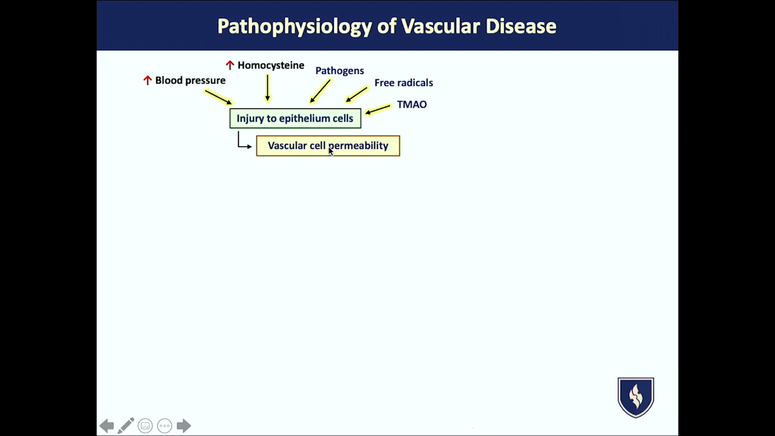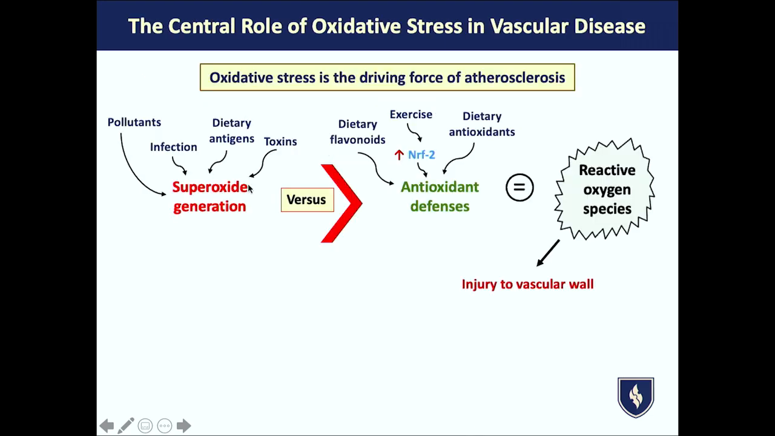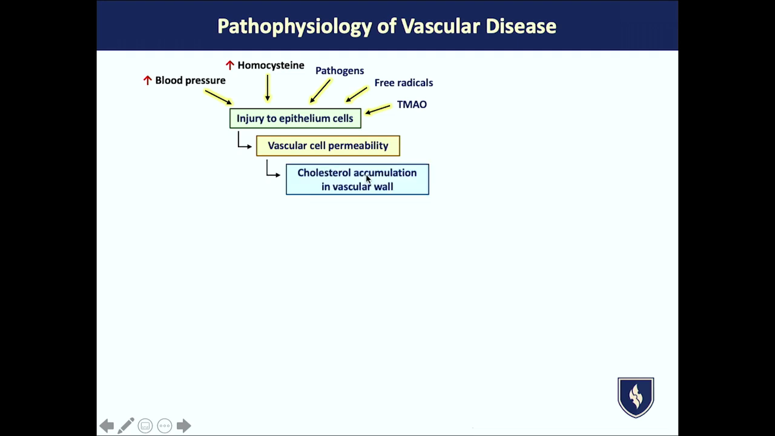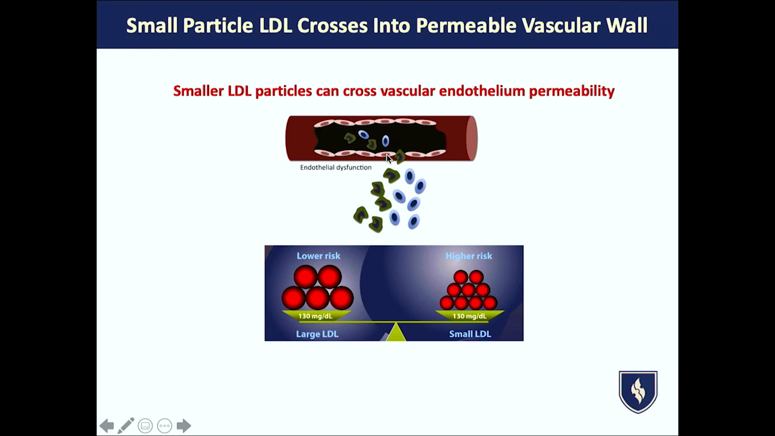Then you get vascular permeability. And if you have more pollutants, infections, dietary antigen toxins that increase free radicals, and you have depleted antioxidant reserves in nitric oxide and flavonoids and dietary antioxidants and things that increase NRF2 or nitric oxide, you get injury to the vascular wall. So injury to the vascular wall then causes permeability, right? So now you have this vascular permeability, and then cholesterol, especially smaller size cholesterol, gets through these leaky permeable cells, and then it starts to accumulate.